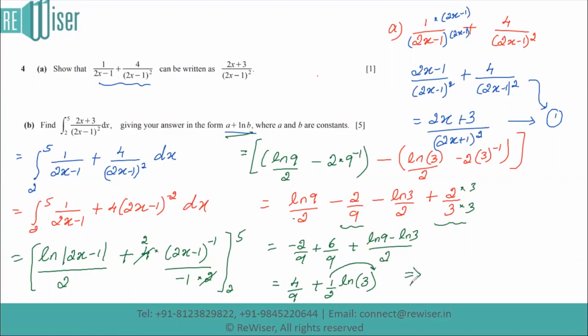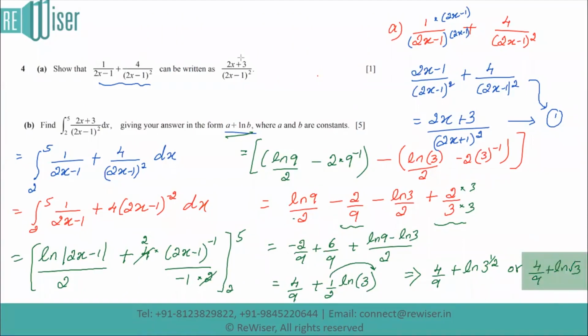So that means I need to write my final answer as 4 by 9 plus ln of 3 to the power of half, or I can say 4 by 9 plus ln of 3 to the power of half, which is nothing but root 3. And here A and B are constants. So they never said it has to be a rational number or something. So it can also be an irrational number. So when I compare it, in place of A, we have 4 by 9, and in place of B, we have root 3. And this is the final answer for the sum.